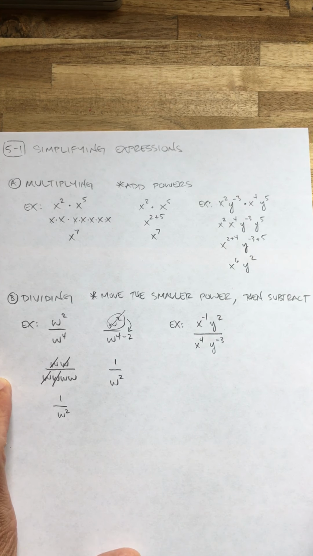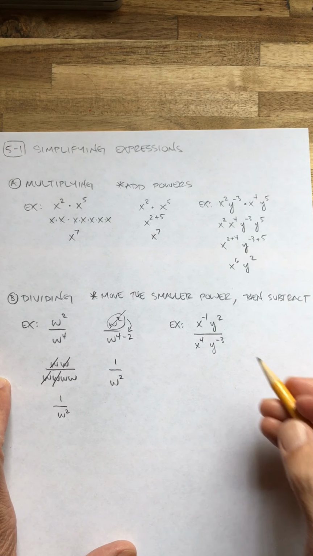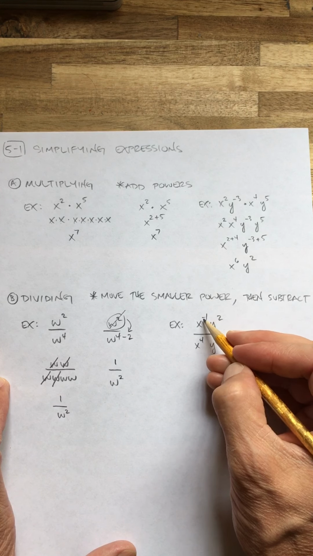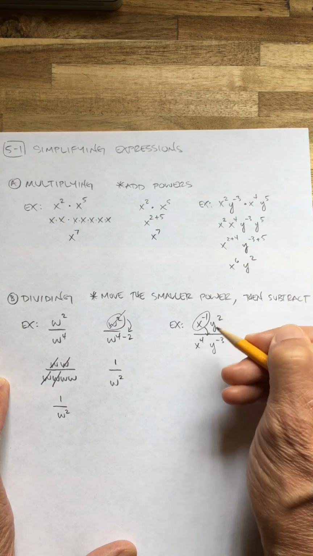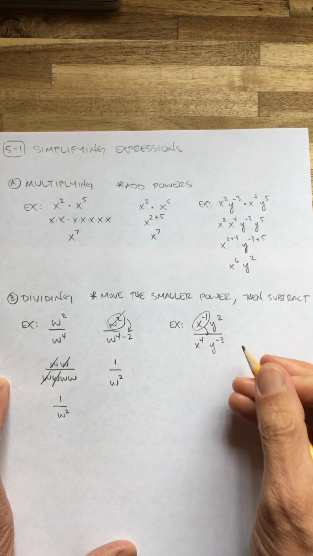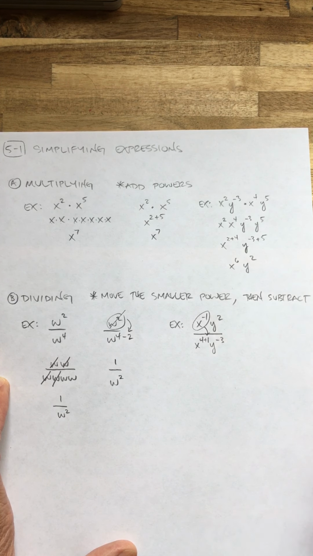All right, so let's look at the x's. Which one's the smaller one? Well, this guy's the smaller one, x to the negative 1. That's smaller than that. So I'm going to move that guy down, right? We're going to subtract a negative 1, so now it's a plus 1, right?